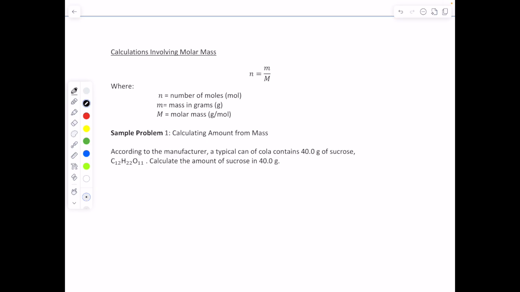According to the manufacturer, a typical can of cola contains 40.0 grams of sucrose, C12H22O11. Calculate the amount of sucrose in 40.0 grams. So what we're looking for is the number of moles of sucrose in 40 grams.